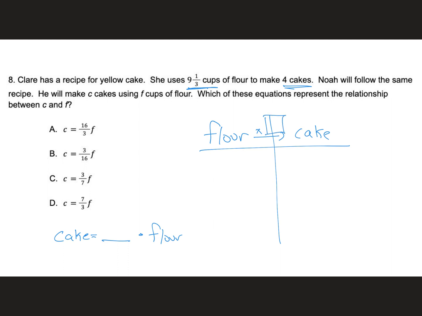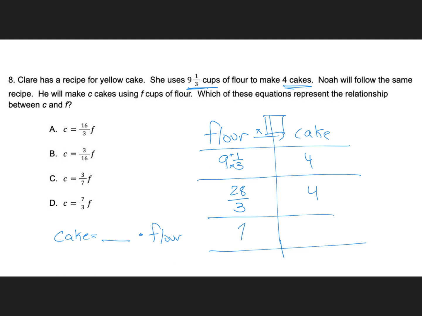Now what do I know? My flour is 9 1/3 cups for 4 cakes. I'm going to rewrite this as an improper fraction. 9 times 3 plus 1. 9 times 3 is 27. 28 thirds for 4 cakes. Okay, so my goal is to find per one, because I want to know 1 times something equals what?